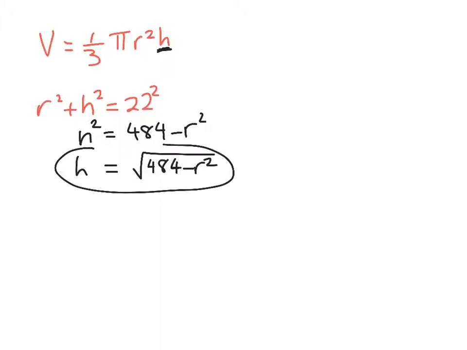Now I can take that h and I can put it into there. But you can see that that looks really, really hard, and we don't know how to differentiate that just yet. Wait for year 13. So we're not going to do it this way. Instead, what we're going to do is we're going to eliminate the r squared.